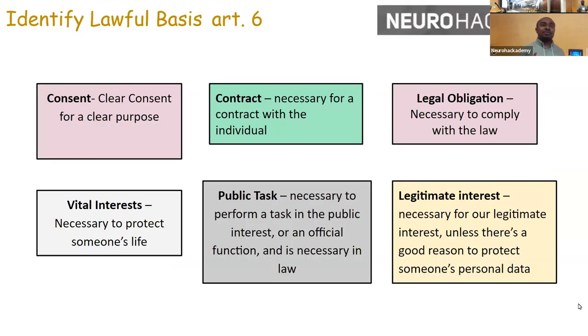In Article 6, in Europe, many institutions are doing this now. They're being very intentional about it and putting it in their research policies now, for researchers to use public task as a legal basis for processing from Article 6. Public task is necessary to perform a task in the public interest or an official function, or is necessary in the law. The work you do in science is in the public interest. So many institutions in Europe are making it very clear in their research policies now. You have to identify public tasks.